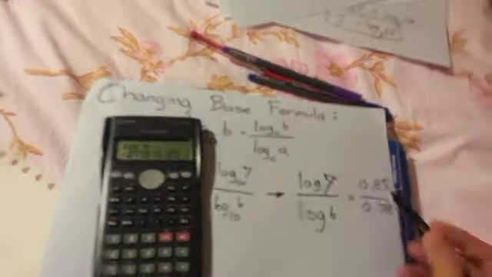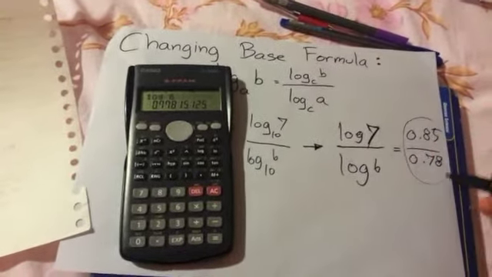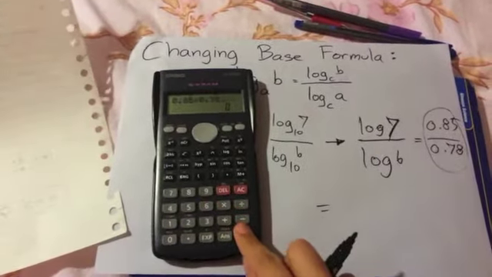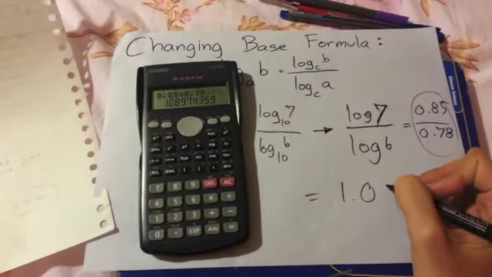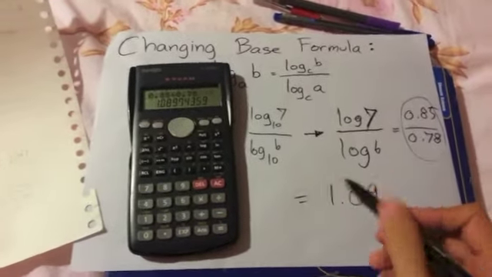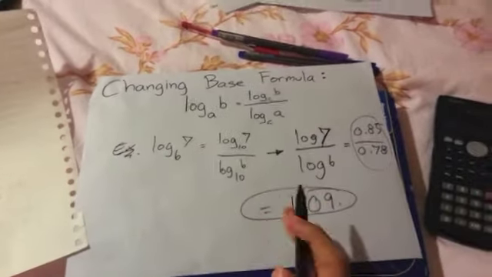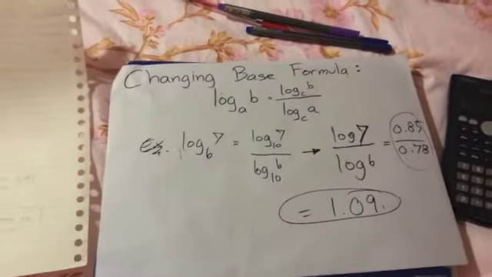So now after this, you could get the exact number. You divide them together, and the answer is going to be 0.85 divided by 0.78 equals 1.09. So this is the answer. This is the exact answer for log 7 in base 6. After that, let's go to the last property.